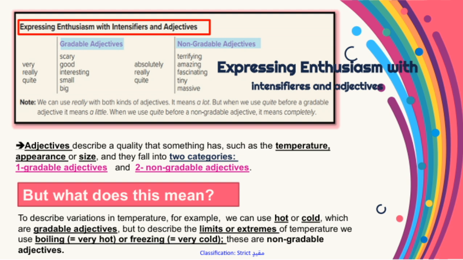So what does this mean? Well, adjectives describe qualities that something has, such as temperature, appearance, or size. And these adjectives fall into two main categories: gradable adjectives, like hot or cold, which can be modified to show different degrees, and non-gradable adjectives, like boiling or freezing, which indicate the absolute limits. Understanding this distinction helps us communicate more precisely and vividly. It ties back to our overall theme of expressing enthusiasm and intensity in language. When we choose the right adjectives, we can better convey the strength of our feelings or the extremity of a situation.